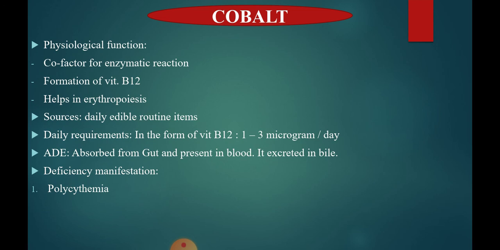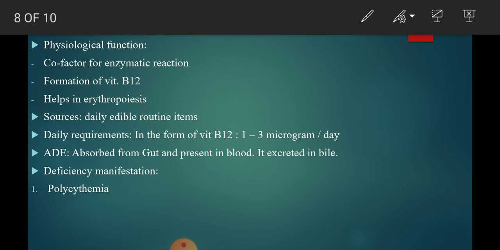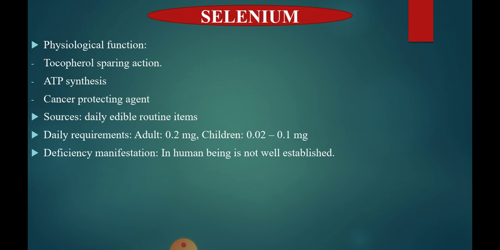And the last trace element is selenium. Physiological function: it has tocopherol sparing action and is involved in mitochondrial ATP synthesis. It has been reported to be a cancer protecting agent. Sources are daily edible routine foodstuffs. Daily requirement in adults is 0.2 mg. For children it is 0.0 to 0.1 mg. Deficiency of selenium in human beings is not yet well established.